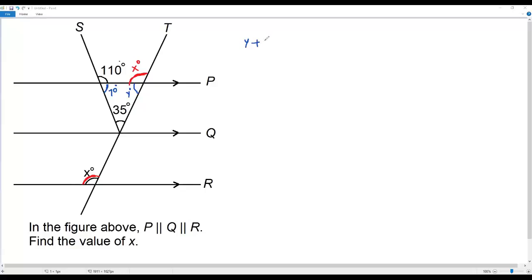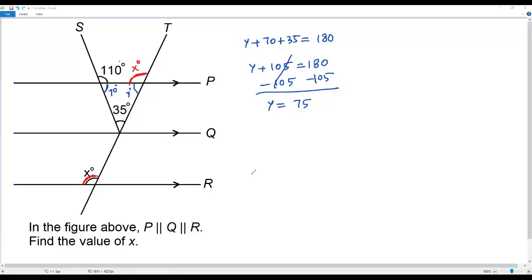So y plus 70 plus 35 must be equal to 180. Okay, y plus, when I combine this 70 and 35, I'm getting 105, equals 180. To solve for y, I subtract 105 from both sides. When I do so, this positive 105 and negative 105 will cancel out. When I subtract 105 from 180, I'm getting 75. The value of y is 75.